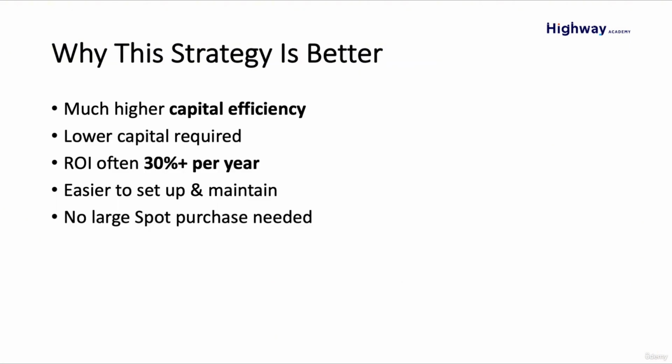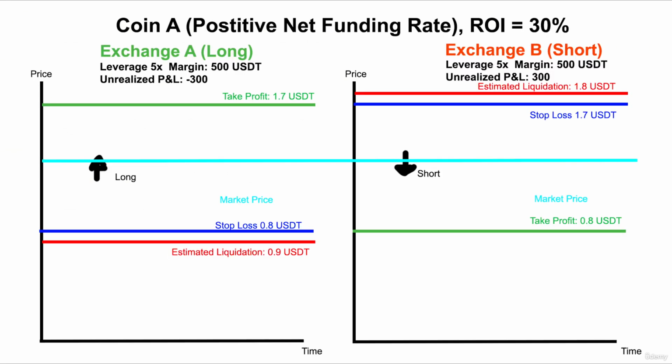In my opinion, this method is much easier and significantly better than the spot versus perpetual arbitrage you learned earlier. The biggest advantage is the much higher efficiency of capital, which leads to a much higher ROI. From our earlier calculations, a good perp versus perp setup can easily reach over 30% annual return, sometimes even more.